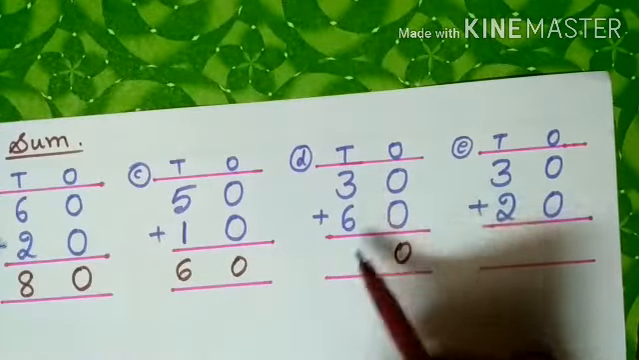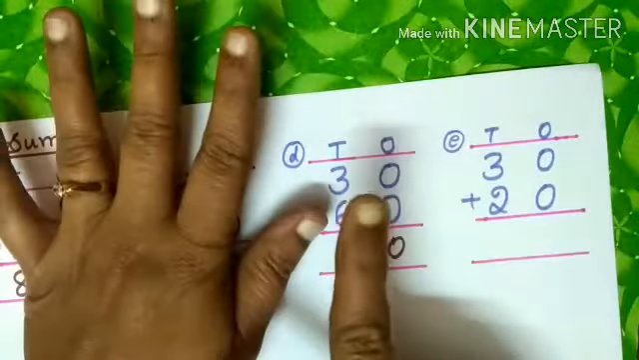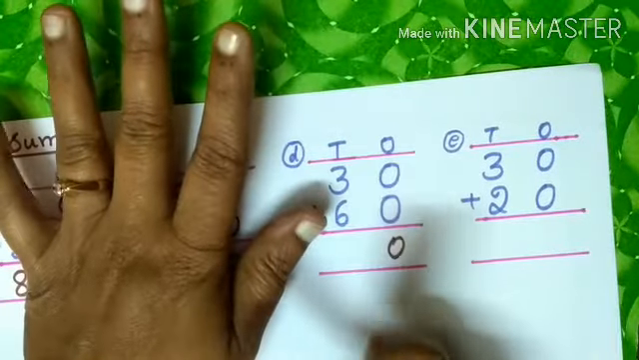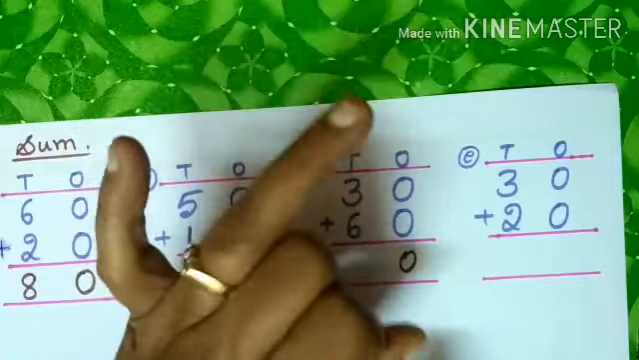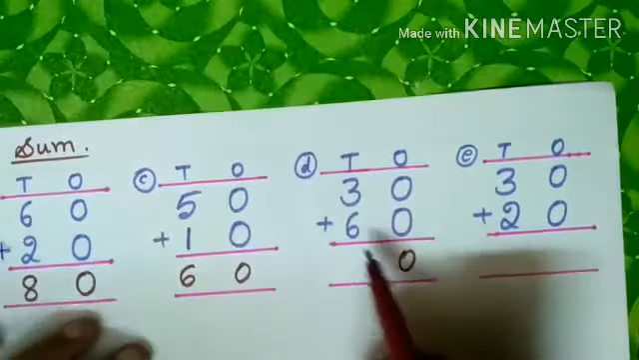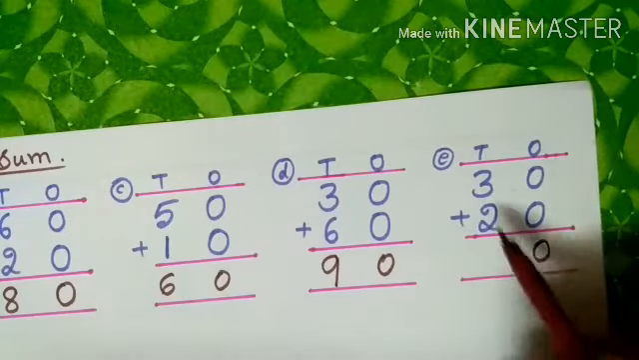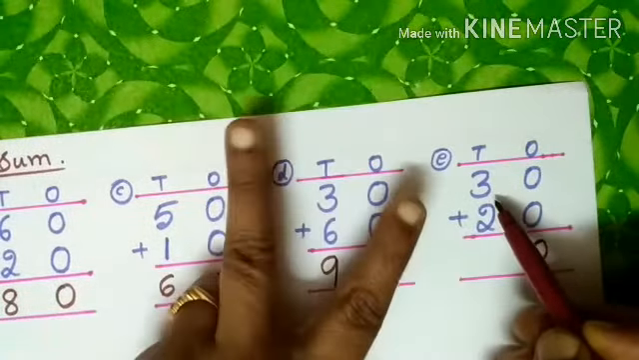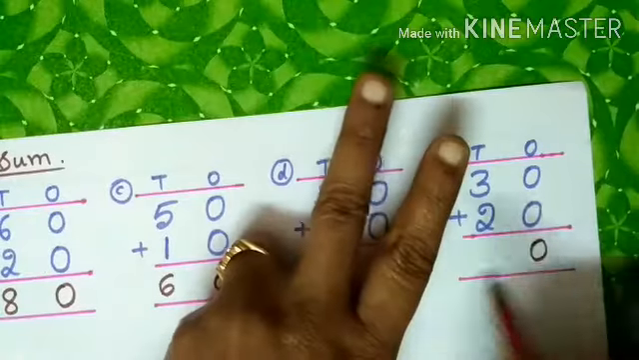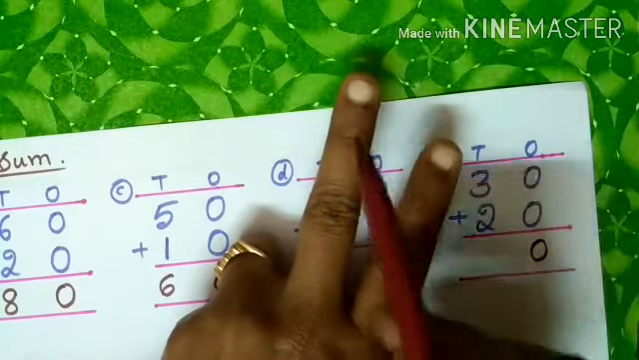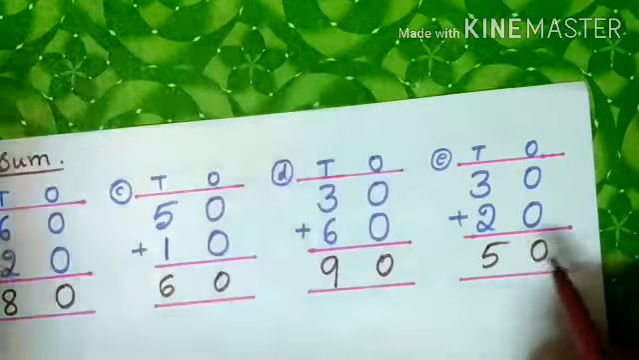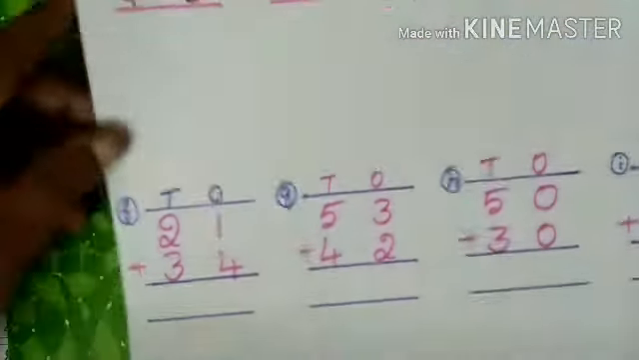3 is in your mind and 6 is in your finger. 3 after 4, 5, 6, 7, 8, 9. Right here 9. Again 0 plus 0, 0 only. 3 is in your mind, 2 is in your finger. Yes. 3 after 4, 5. Right here 5. Okay. Next.